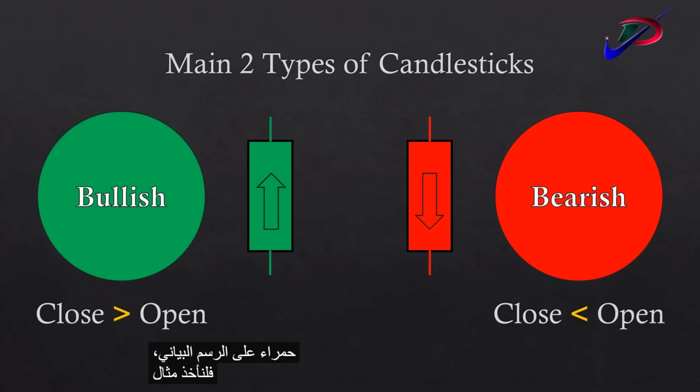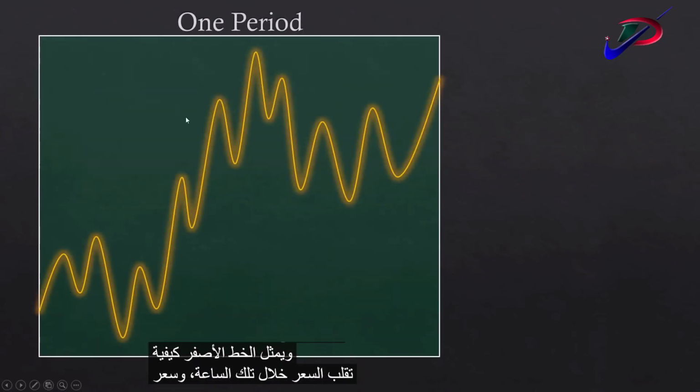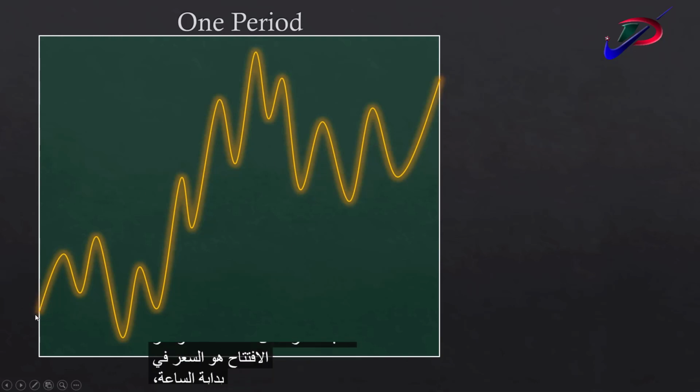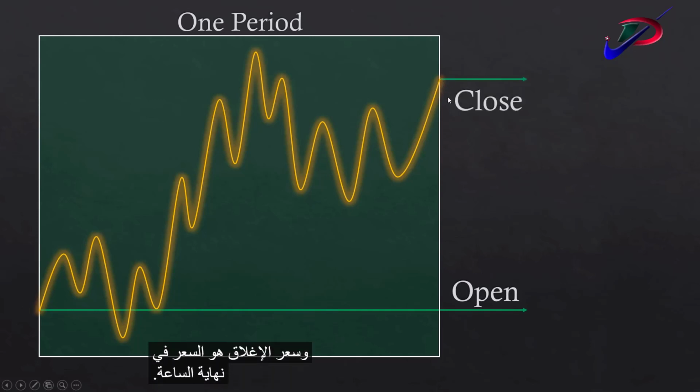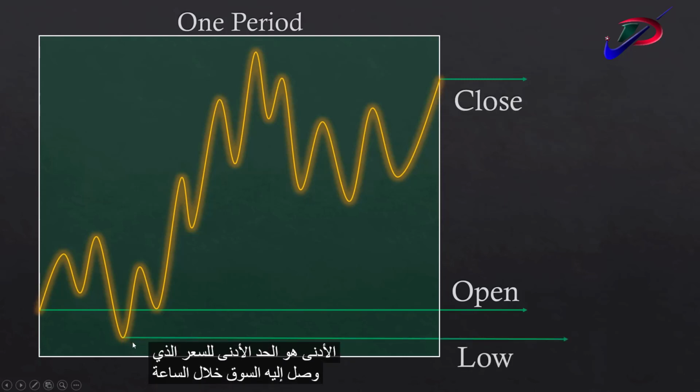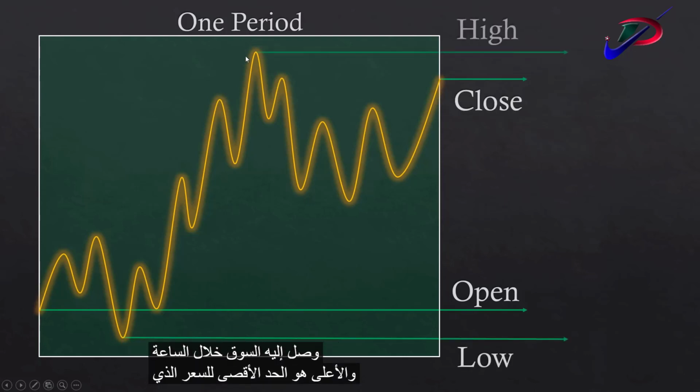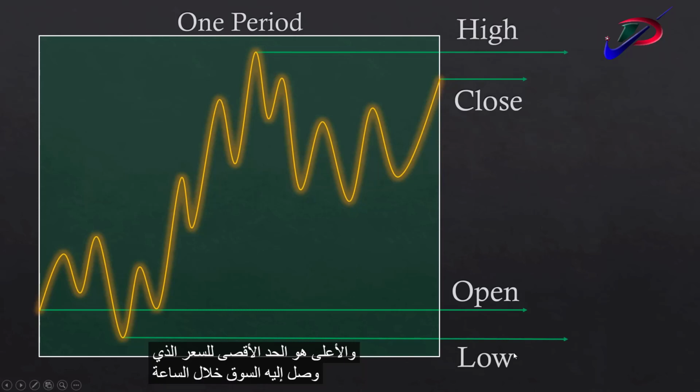Let's take the example of a bullish candlestick first. Imagine that we are looking at the 1-hour time frame once again. The green box represents 1 hour, and the yellow line represents how price fluctuated within that hour. The opening price is the price at the beginning of the hour. The closing price is the price at the end of the hour. The low is the minimum price that the market reached within the hour, and the high is the maximum price that the market reached within the hour. This is where the 4 prices come from.